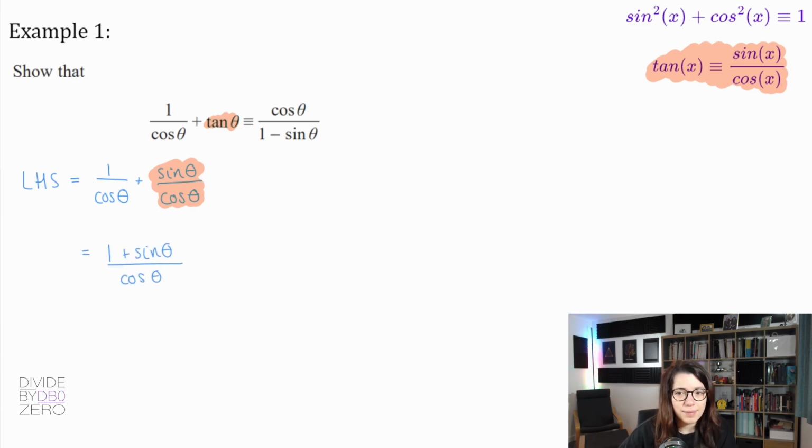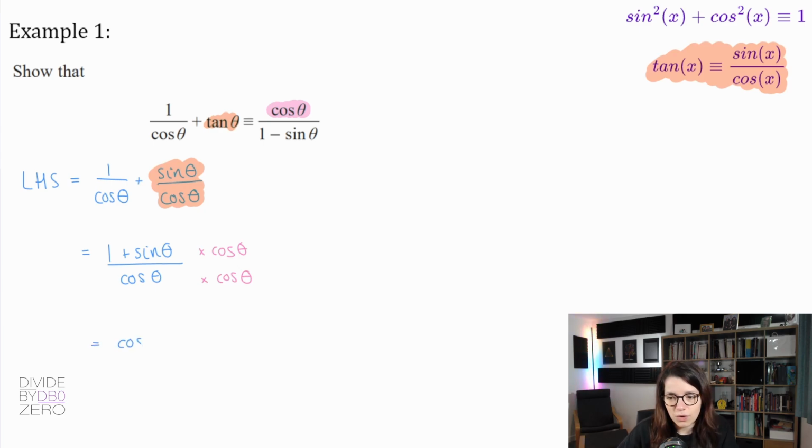And then from here, I'm keeping an eye on the right-hand side, and I can see that I want a cos theta in the numerator. So to do that, I'm just going to times the top and the bottom of this fraction by cos theta. That way I'll get that cos theta in the numerator. With trig proof, it's okay to not have it all planned out. It's best just to write something down and see where it takes you.